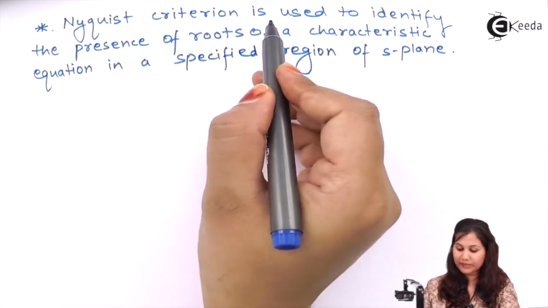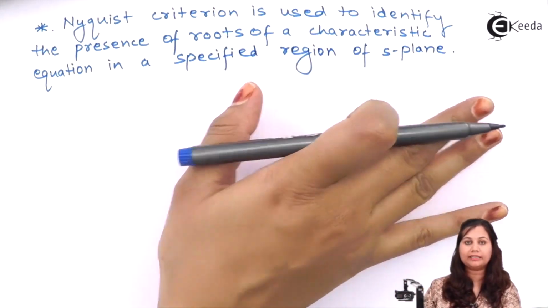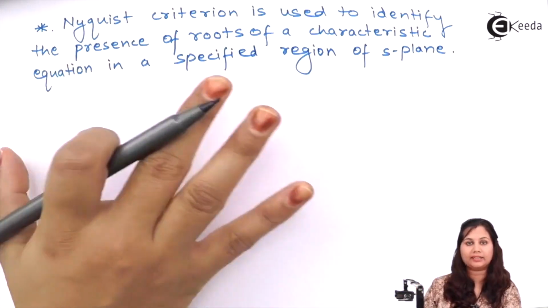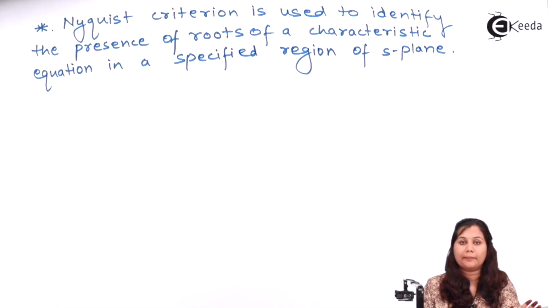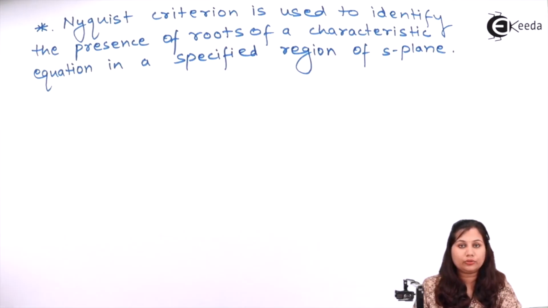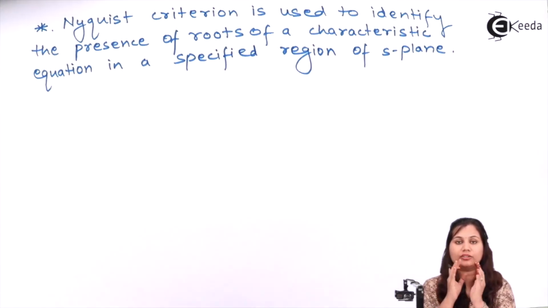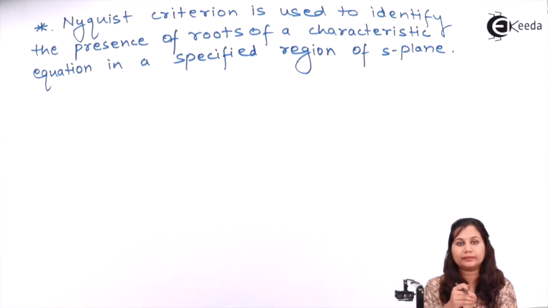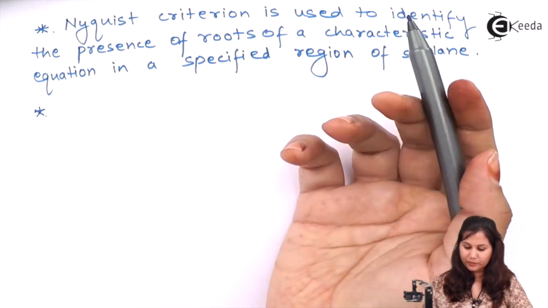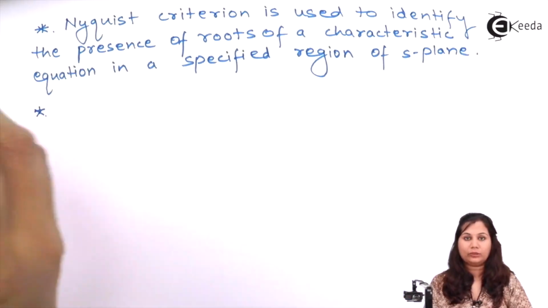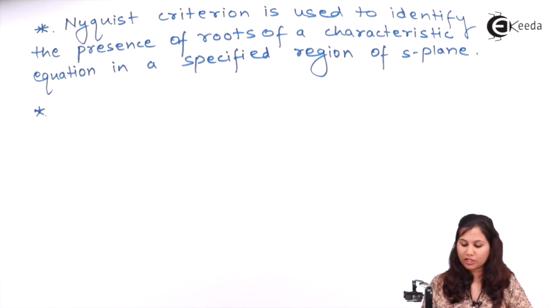So using the Nyquist criteria, we just identify the presence of the roots of the characteristic equation in a specified region of the S-plane. That is, we are not calculating the roots of the characteristic equation. We are just saying where the roots will be located without calculating them. Okay. So this Nyquist criteria is convenient because here we are not calculating the roots of the characteristic equation.